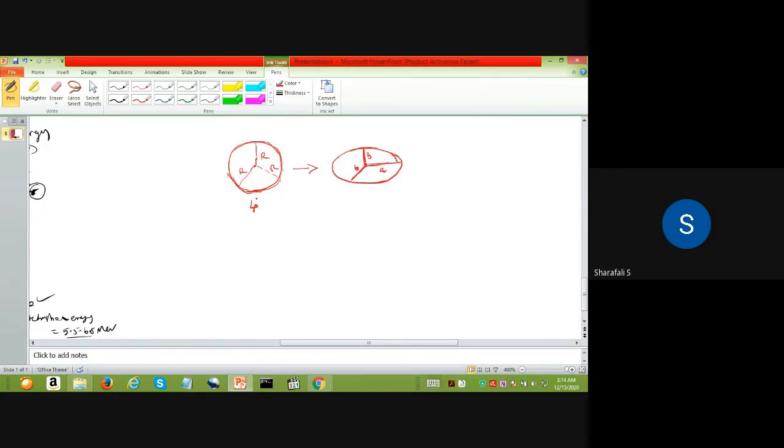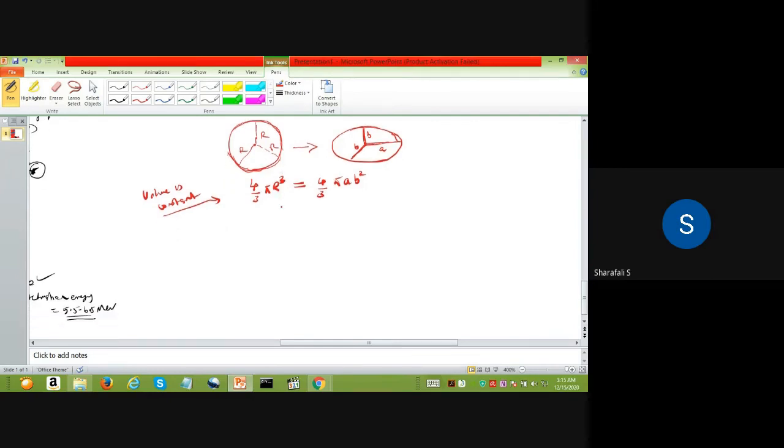So we take 4 by 3 pi r cube here, and this will be equal to 4 by 3 pi, and instead of r we have a b square. Since the volume is constant, 4 by 3 pi r cube will be equal to 4 by 3 pi a b square.